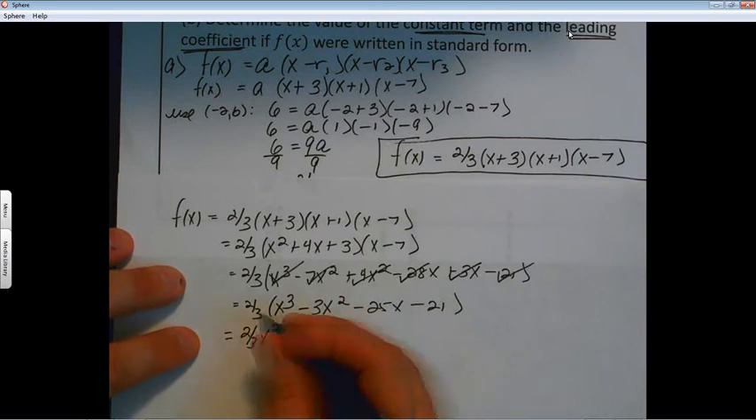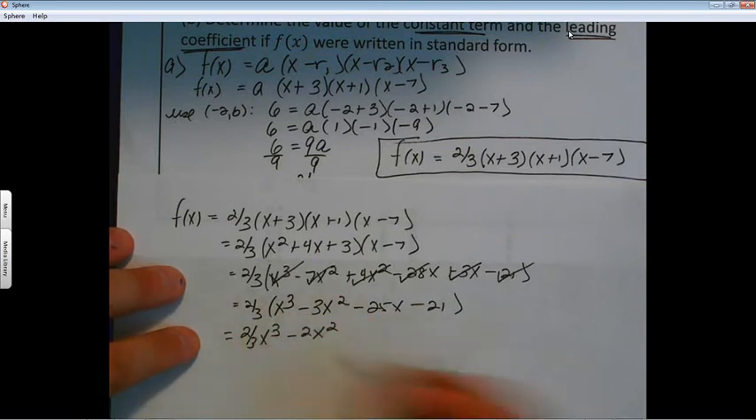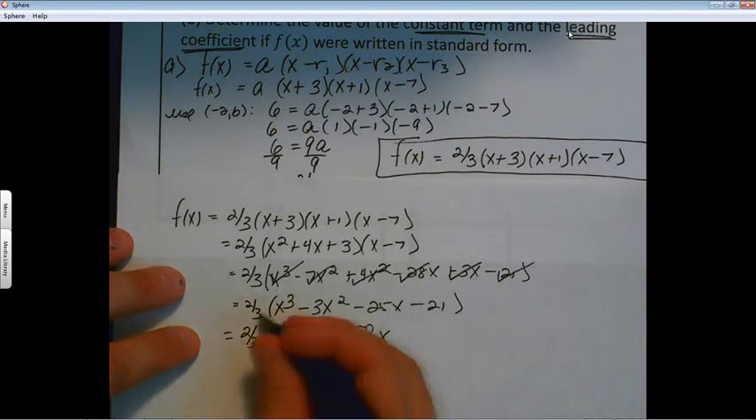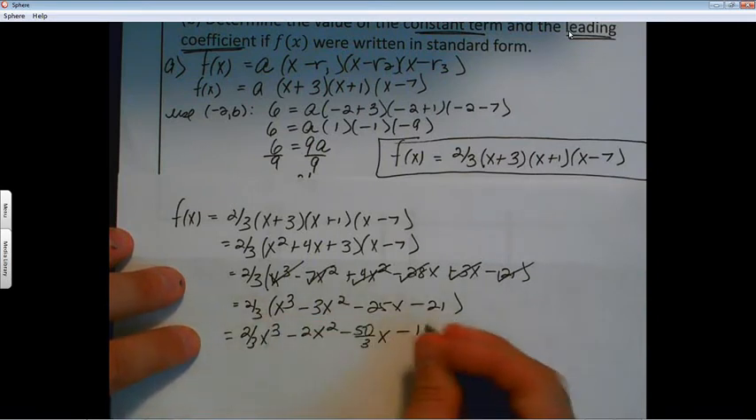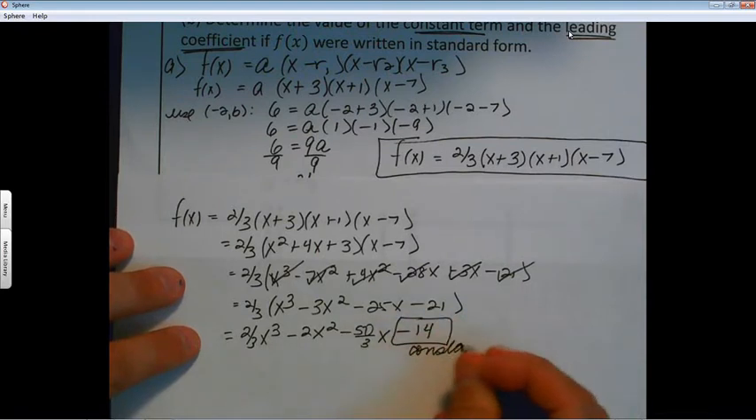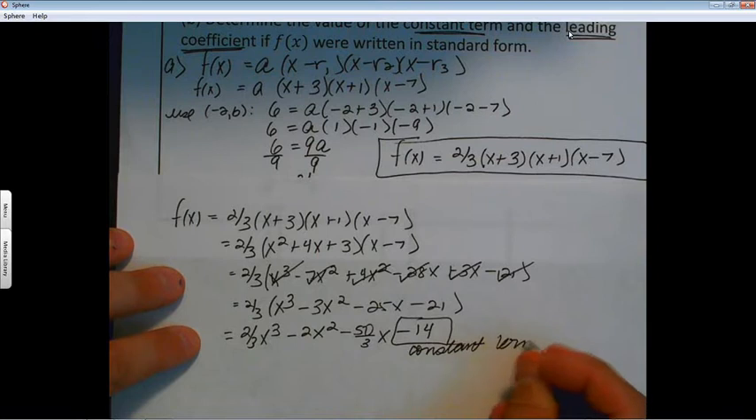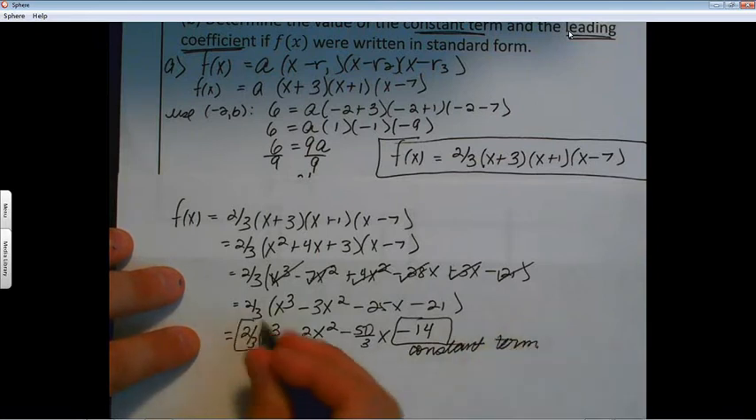2/3 times x cubed is 2/3 x cubed. 2/3 times negative 3x squared is negative 2x squared. 2/3 times negative 25x is negative 50 over 3 x. 2/3 times negative 21 is negative 14. The question asked for the constant term. There it is. The question also asked for the leading coefficient.